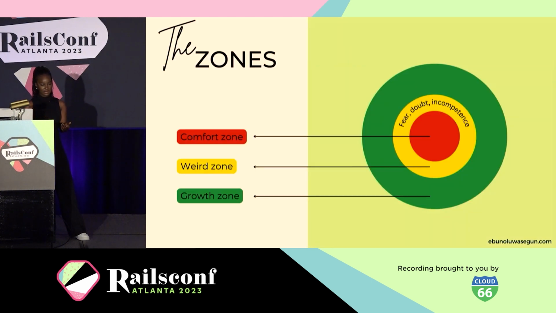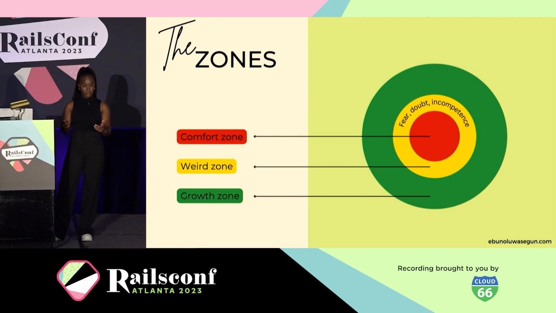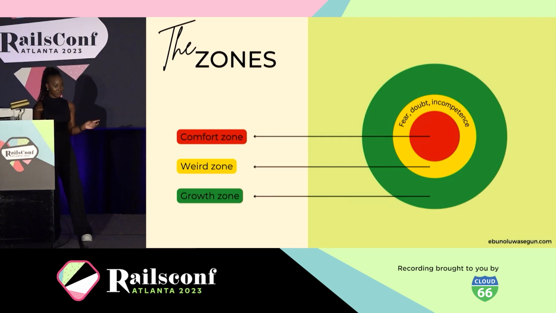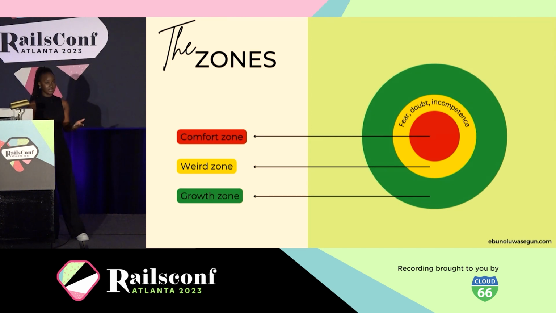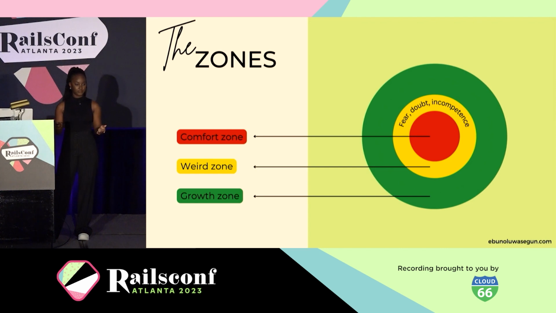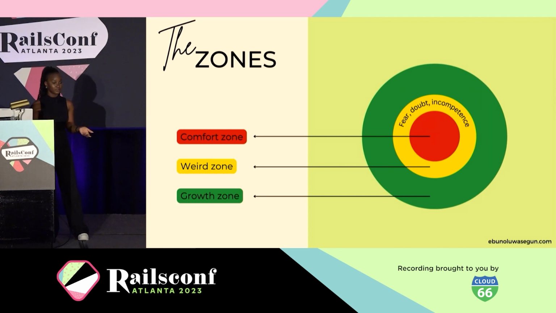Now, in this diagram that I have, which I call the zones, I have 3 concentric circles right here. Right in the middle, the smallest circle in red is labeled the comfort zone. Right outside that, in yellow, I have the weird zone. And right in that weird zone, this is where I have feelings like fear, doubt, incompetence, and those feelings associated with imposter syndrome. And then right outside that weird zone is the growth zone.